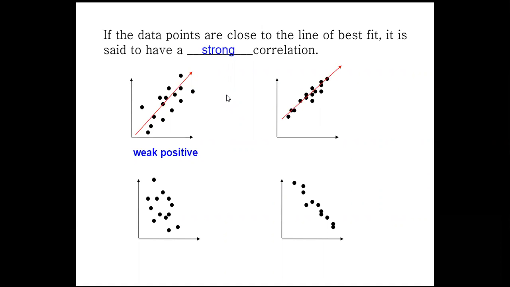We will move to the next one. Yes, it will be strong positive. Why? Because the points are very close to each other. Let's move to the third one. It's already negative, but will it be weak or strong? It will be weak negative. The last one will be strong negative.